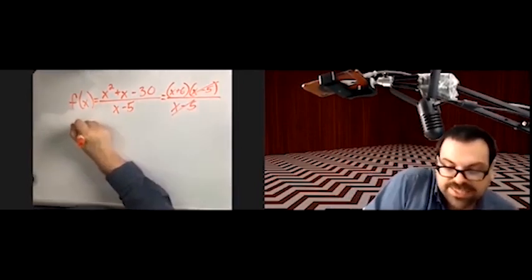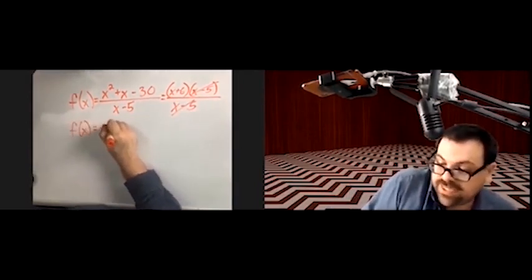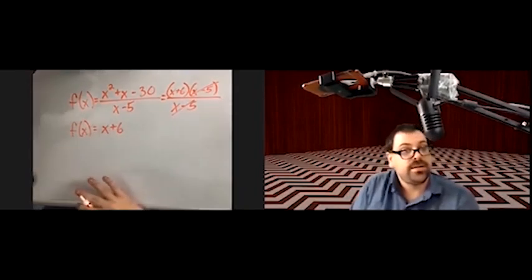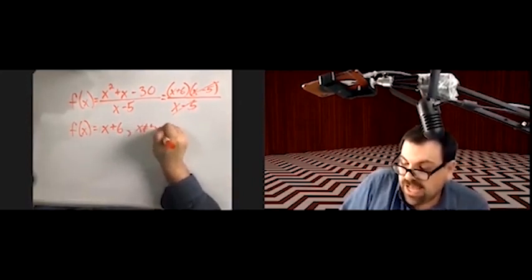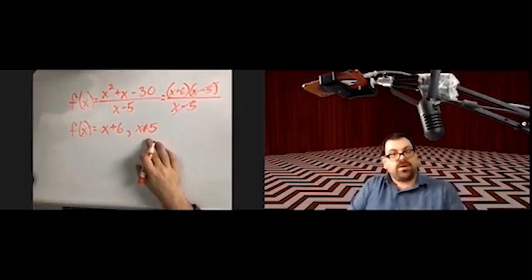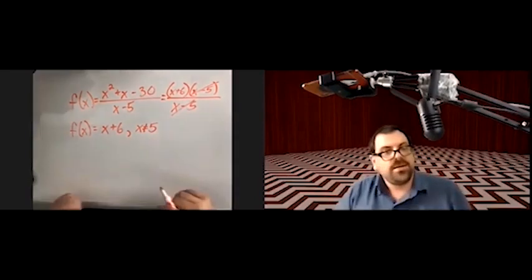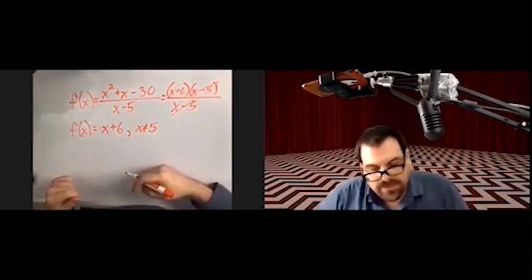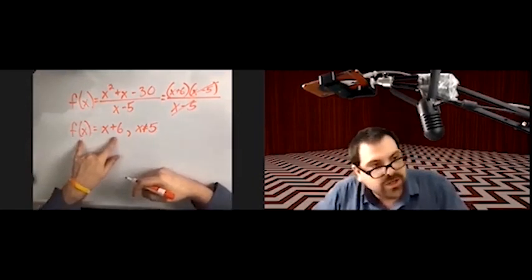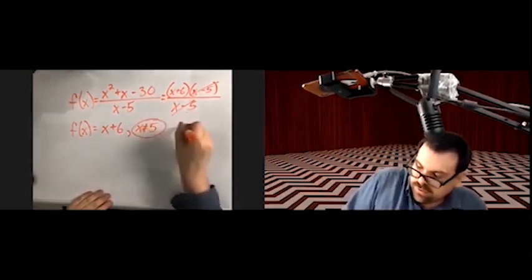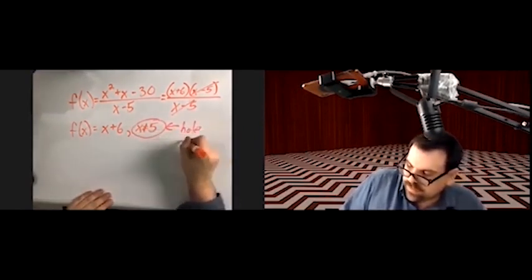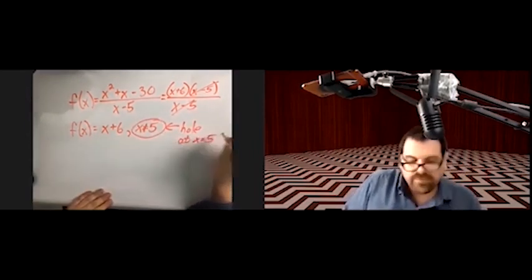This function actually simplifies to just x plus 6, but we have a restricted value where x can't be 5. It's not an asymptote, though, because it doesn't bend the graph. This is simply going to be the linear function y equals x plus 6 with a hole at x equals 5, not a vertical asymptote.